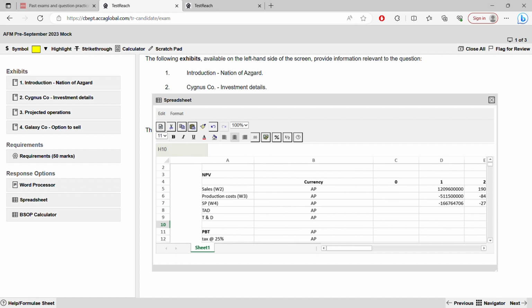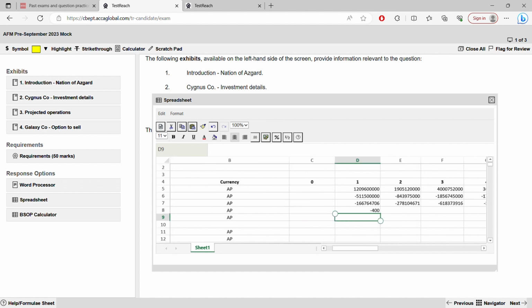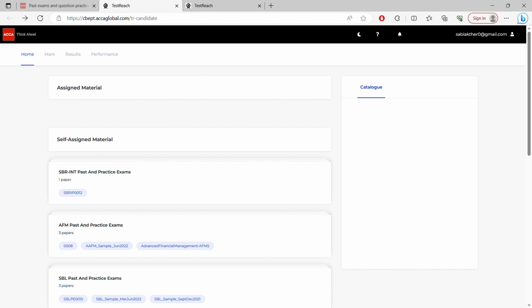So workings are over. Now TAD is easy. It is equal to 2000. That means 2 million divided by 5. Enter. This has to be minus 1, so just put it in bracket. Multiply this by minus 1. That's it. It's 400. For all the 5 years, it's 400.